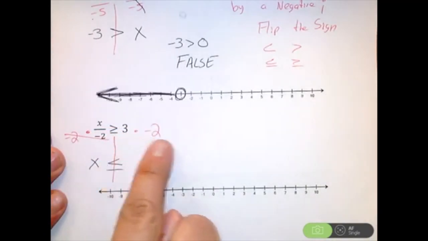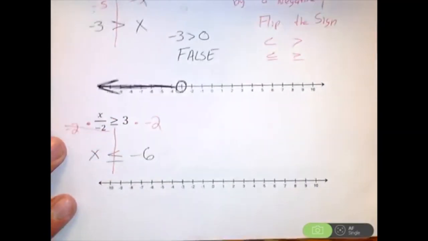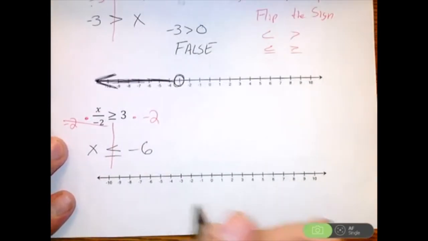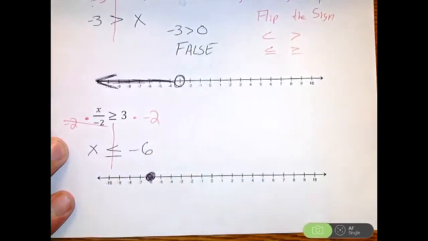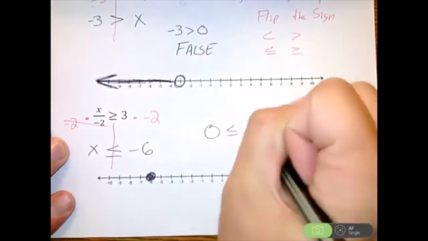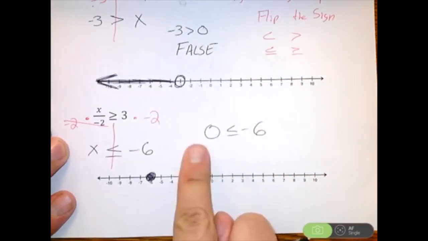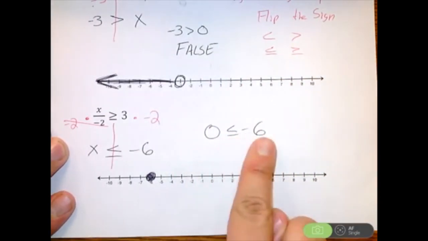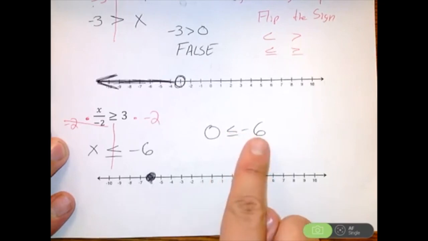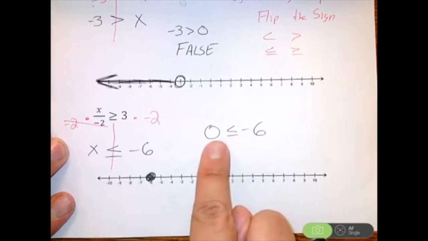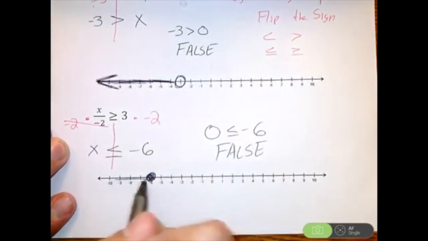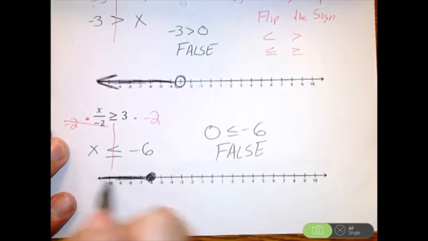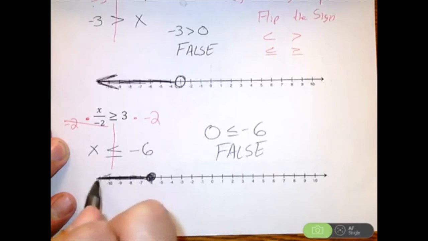On the right side, 3 times negative 2 is negative 6. Go to the graph, go to negative 6. We should have a closed circle. And if you plug in 0, we're going to have 0 less than or equal to negative 6. So you can look at it and say, they're saying negative 6 is bigger than 0. That is not true. That is false, which is all the area to the left.